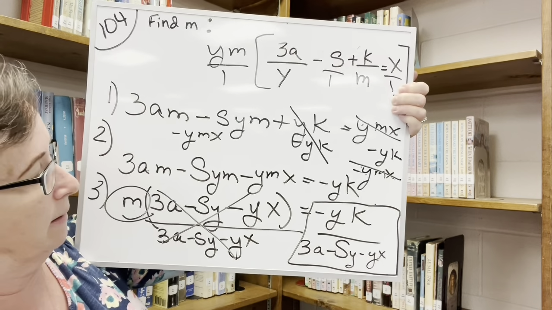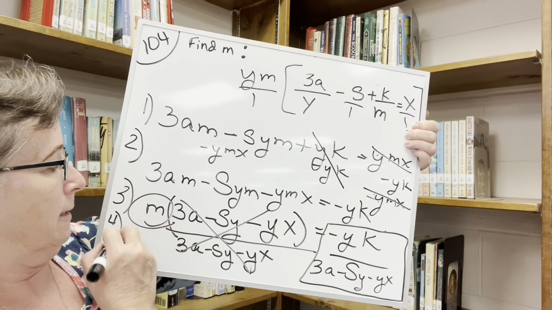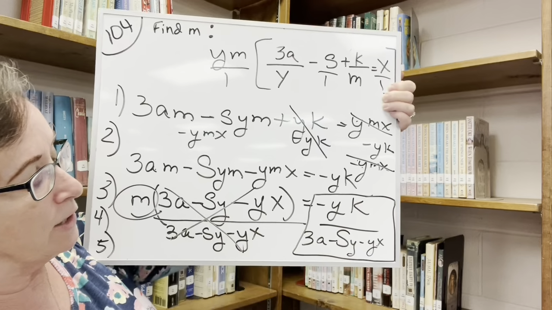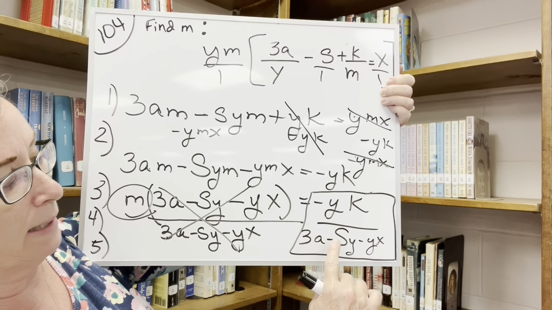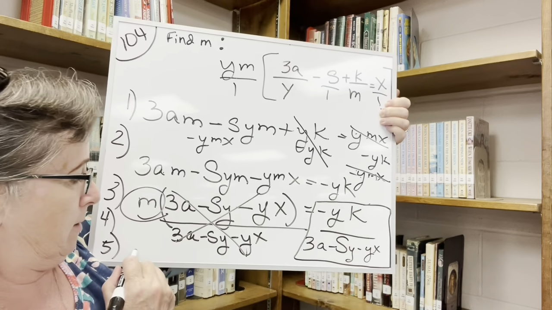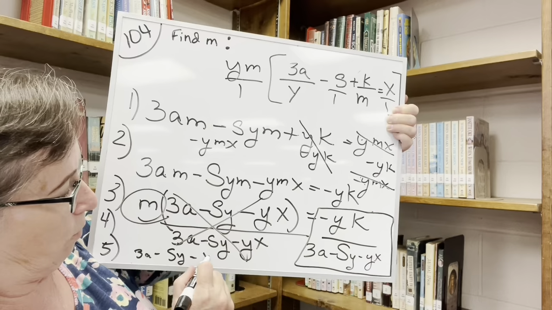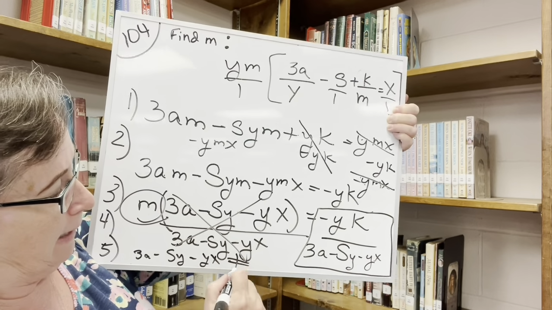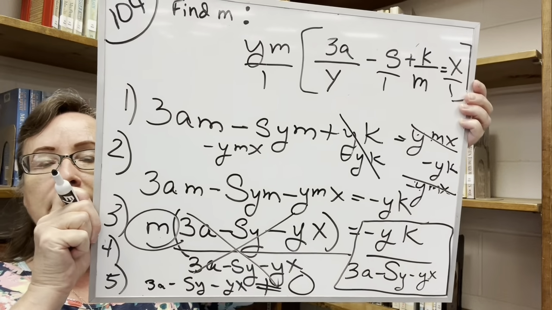What a mess. And then last step, so that was step 4. Step 5 is to write out all of this in the denominator. 3a minus sy minus yx does not equal 0. And I'm out of board, but I wanted to make sure I put it all down there.